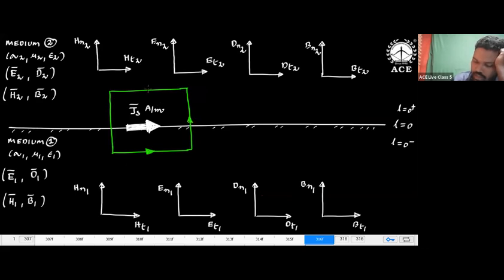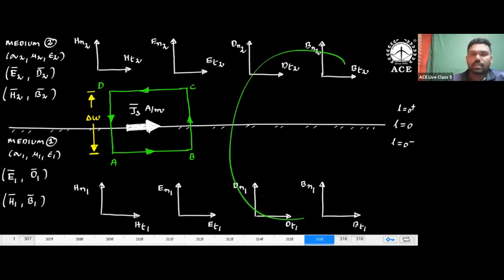Then you can argue, why can't we take it as a clockwise direction? Clockwise is also true. You can take it that way also. So here it is A, here it is B, here it is C, here it is D. And I'll consider the sides as delta W. Side has a delta W. Clear? So to deal with these two equations, I'll consider what is called a cylinder, as I said earlier. To deal with those two equations, I'll consider a cylinder across the media interface.